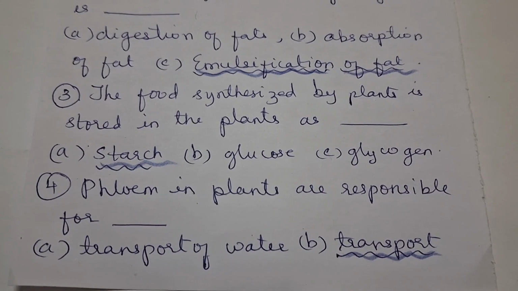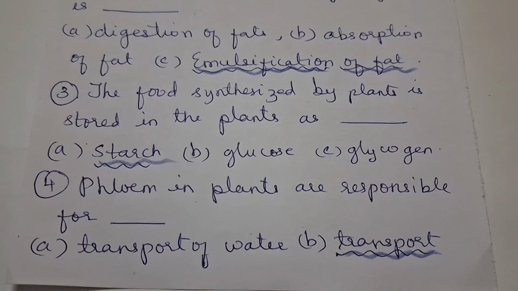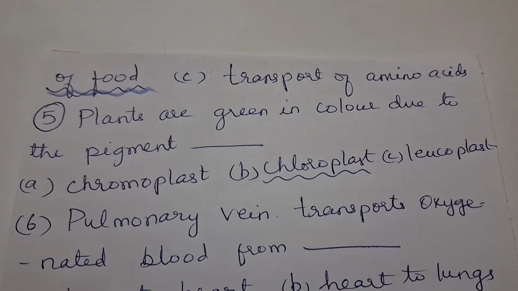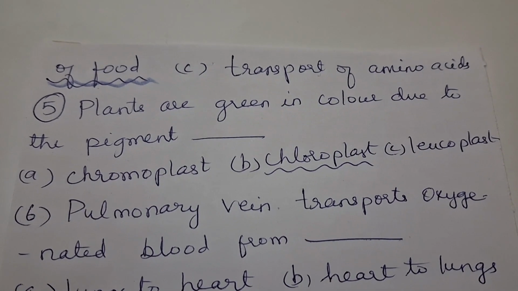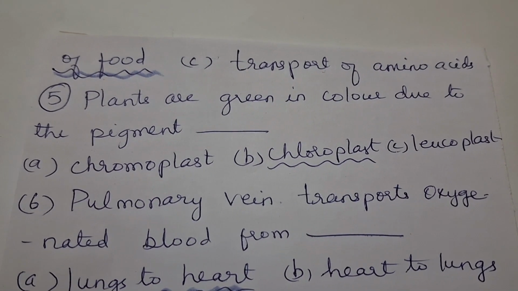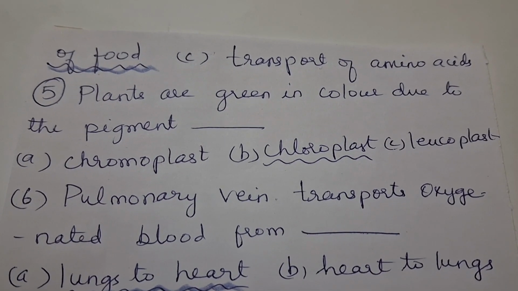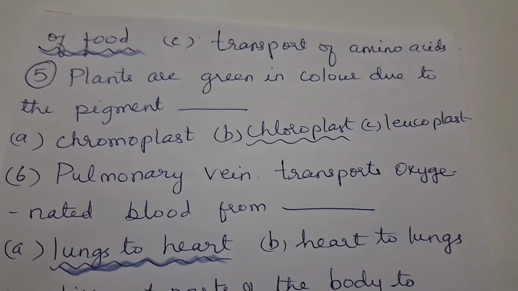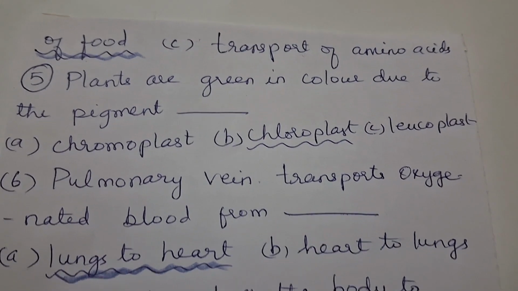Phloem in plants are responsible for dash. Transport of water, transport of food, transport of amino acid. So the answer is transport of food. Plants are green in color due to the pigment dash. Chromoplast, chloroplast, leucoplast. And the answer is chloroplast.